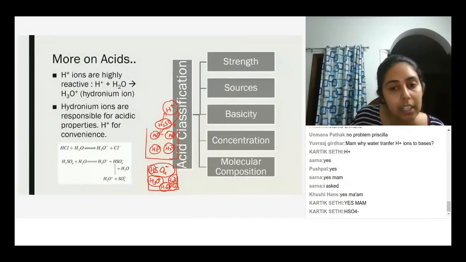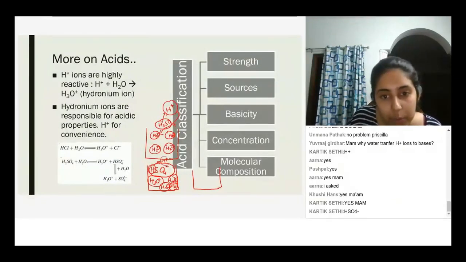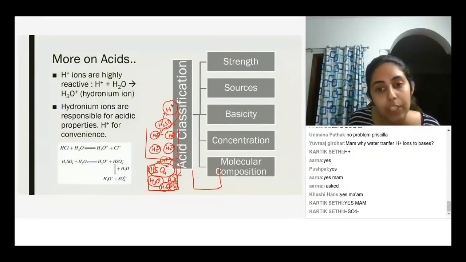This hydrogen again is released as H plus ion. Then this H plus ion reacts with another molecule of water. So now I have 2 hydronium ions, H3O plus, H3O plus, H2O, H2O, and SO4 2 minus.